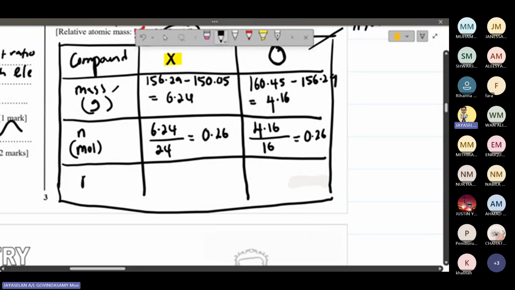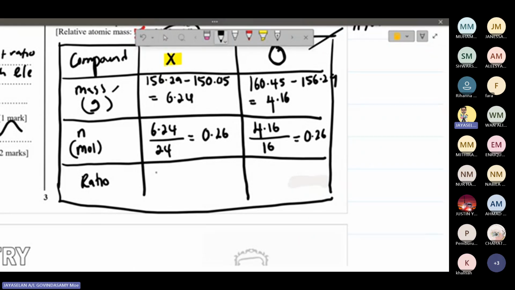No question. Okay, next one, y'all do the ratio. Both numbers same, right? 0.26 divided with 0.26, you guys will get 1.